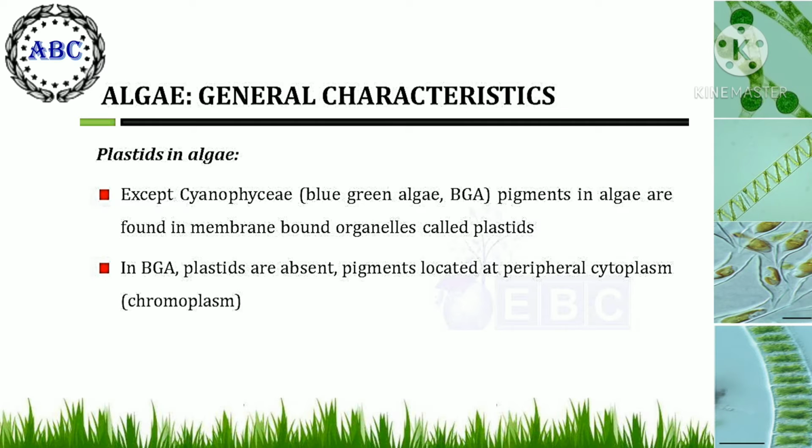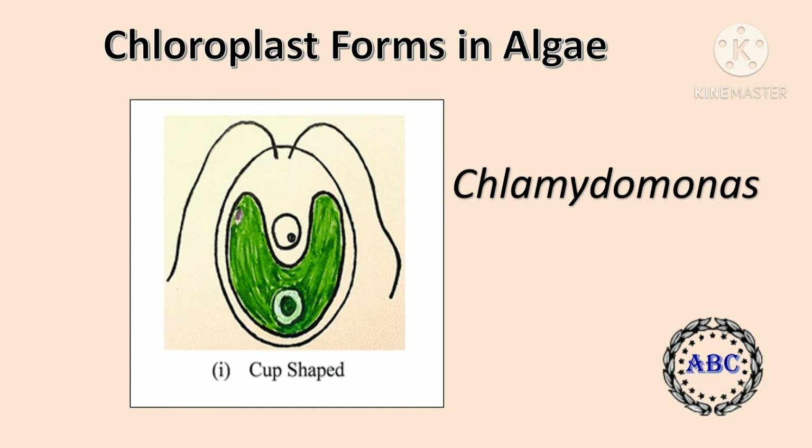Plastids in algae, except Cyanophyceae, that is the blue-green alga, or BGA. Pigments in algae are found in membrane-bound organelles called plastids. In BGA, plastids are absent and pigments are located in the peripheral cytoplasm, which is called chromoplasm. In algae, various forms of chloroplasts are present.